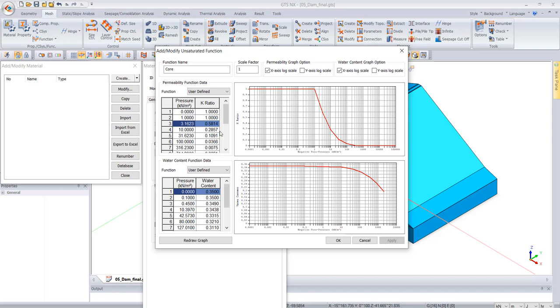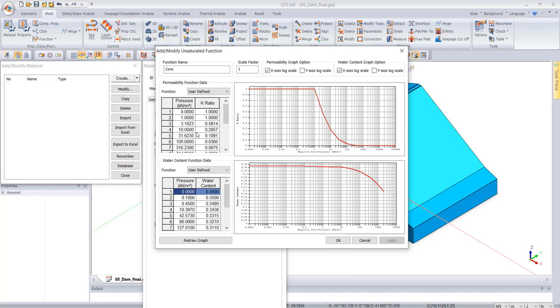As we can see in this graph, it's a relation between the coefficient of permeability ratio and the pressure. When the pressure is zero, there is no negative pore water pressure, so it's equal to 1 with the values we entered. And when there is a negative pore water pressure, we start to define a different curve for it. So the coefficient of permeability is lower. You can define it from the literature. You can look at the literature and define a curve for each material.